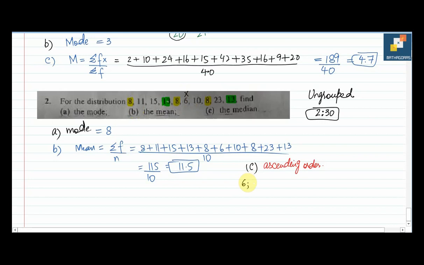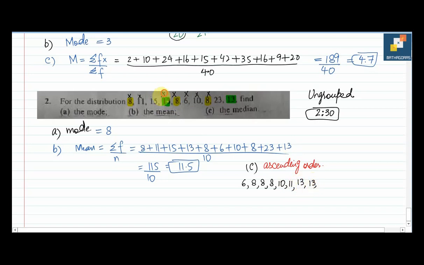So first one is 6, and after that I have 3 8s. I'm just going to cross 8, 8 and 8. After 8 we have 10. All right, and after 10 I have 11. After 11 I have 2 number 13.